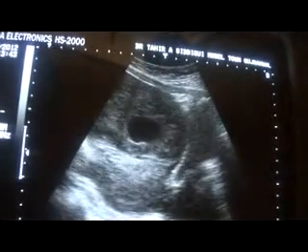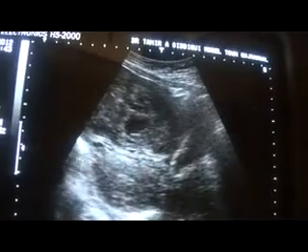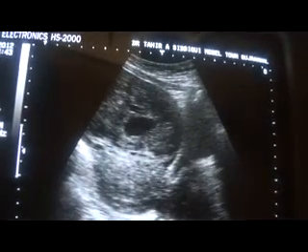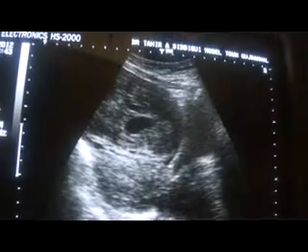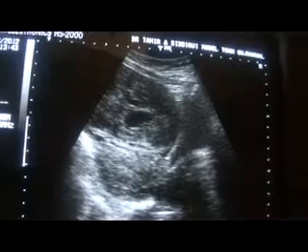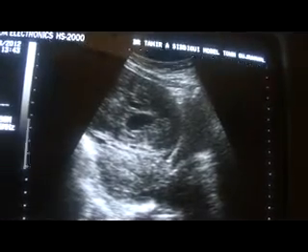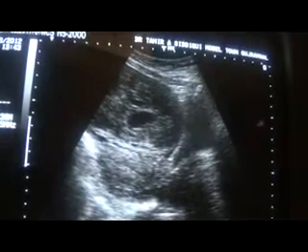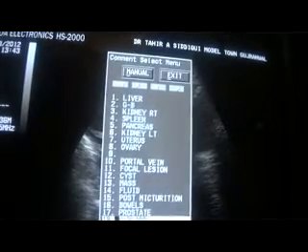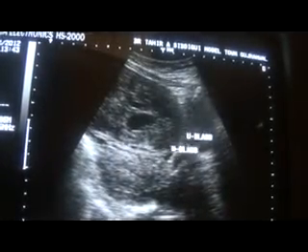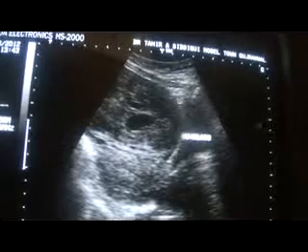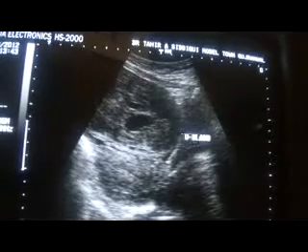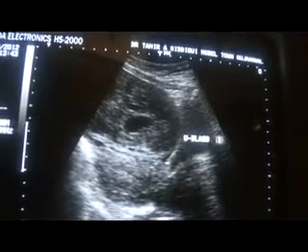This is the vagina. This is the cervix. This is the anterior segment of the uterus, the fundus of the uterus, and this is the posterior wall of the uterus. Measurements: the uterus measures 7.7 centimeters in length and 3.7 centimeters in anterior-posterior diameter. So the dimensions are within normal. The endometrial canal measures only 7.1 millimeters, which is an early proliferative phase of the uterus.